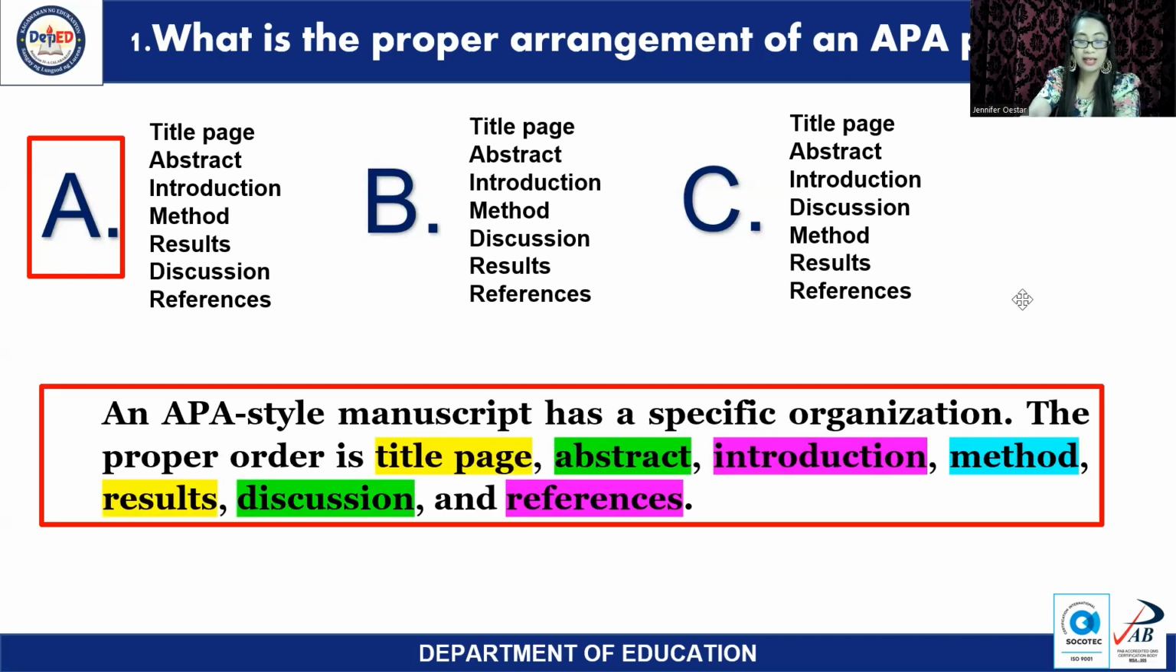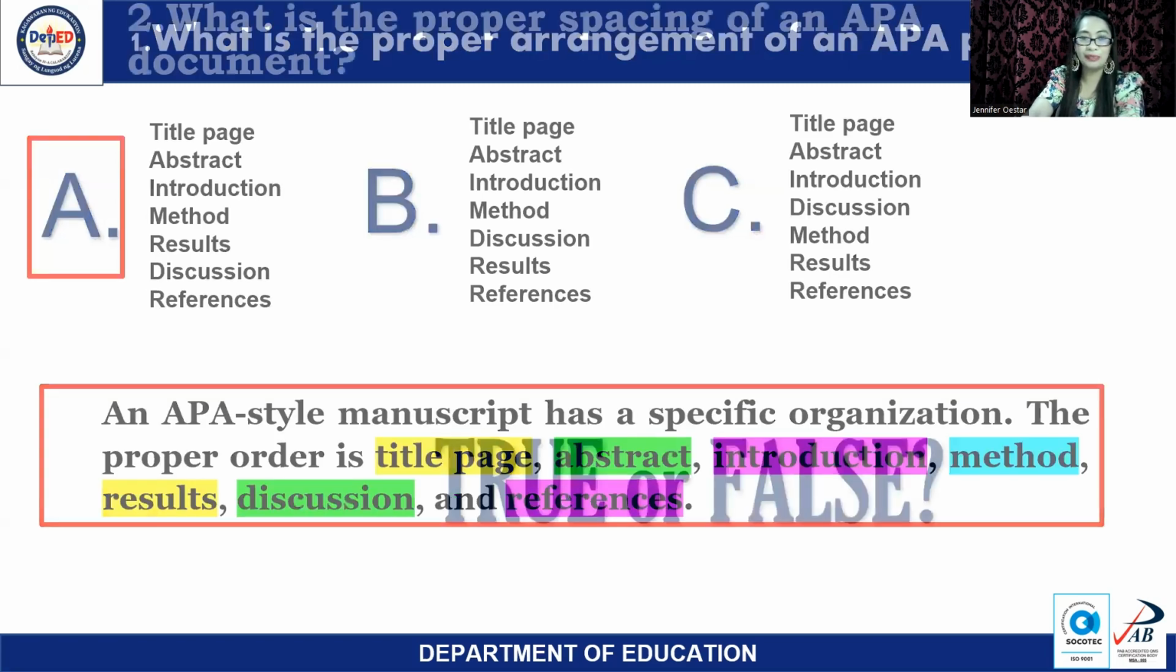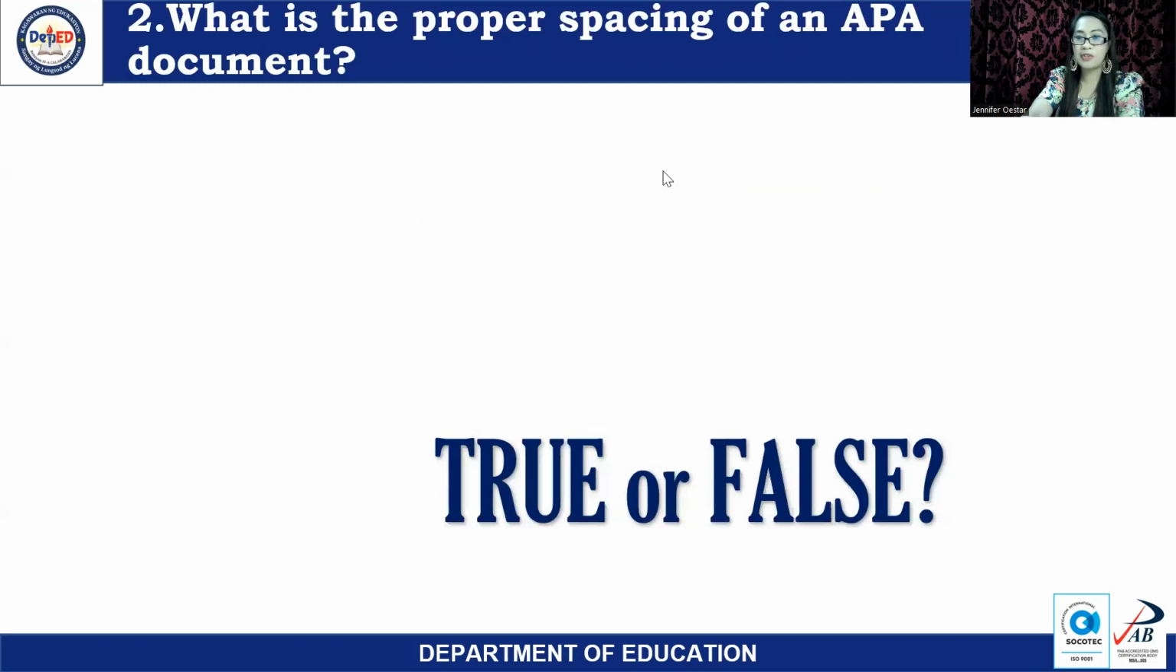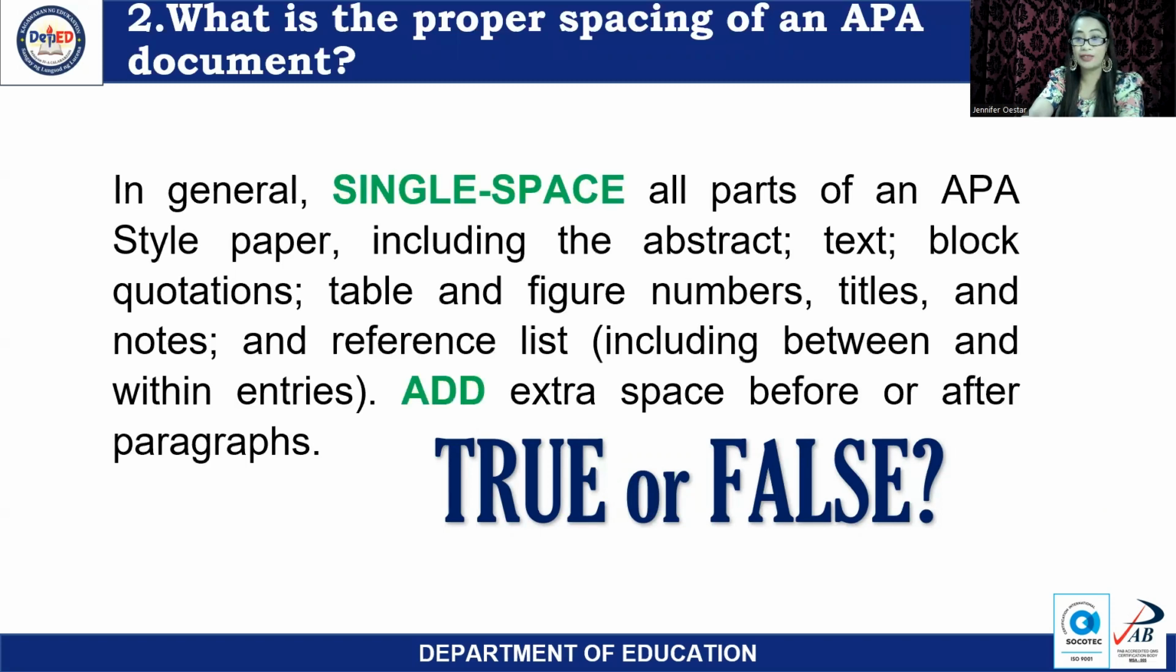So as explained, an American Psychological Association style manuscript has specific organization. The proper order is title page, abstract, introduction, method, results, discussion, and references. So who got it correctly? Okay, very good. Let's have the second question. What is the proper spacing on an APA document? Or what would be? Let's have the question.